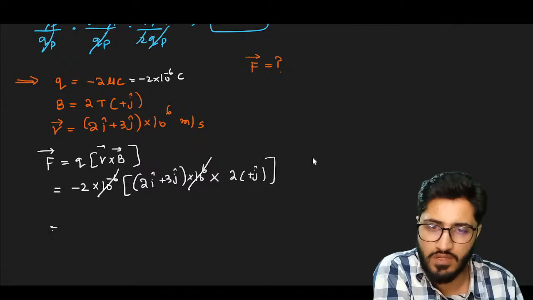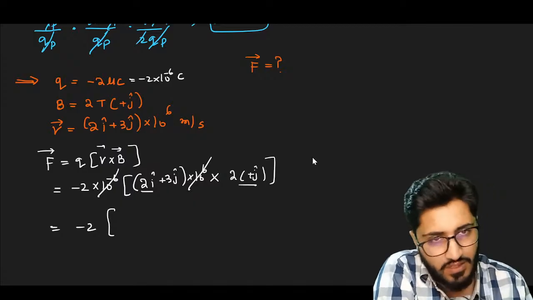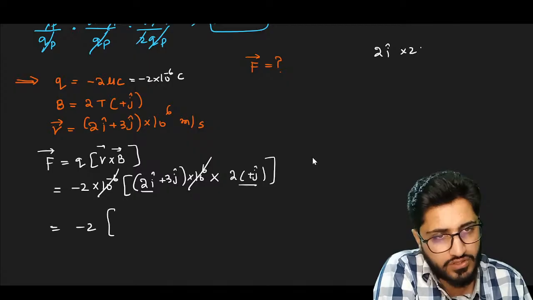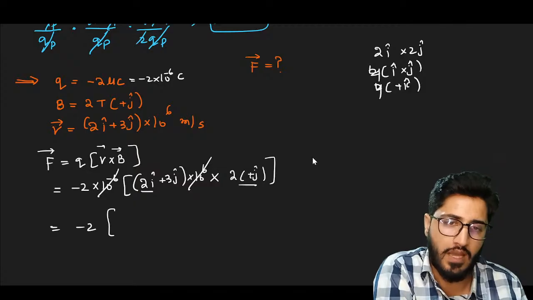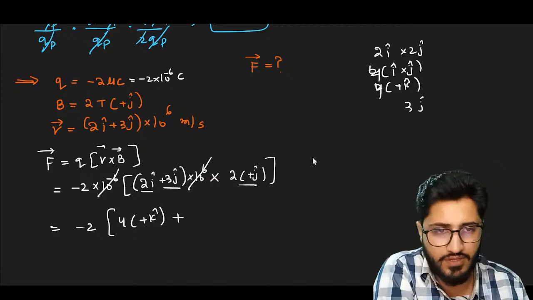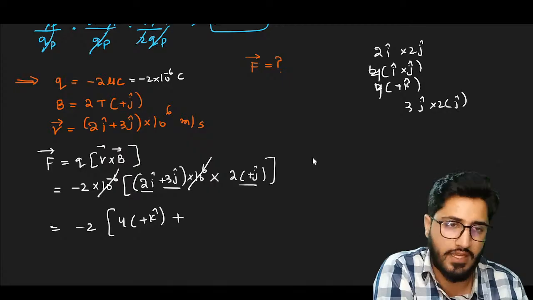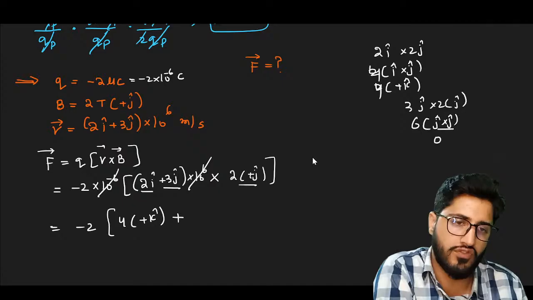Minus 2 outside. Look, 2 I cap cross 2 J cap. I can write 2 I cross J, and I cross J is plus K cap. So it is 2 times 2, that is 4K cap. Then plus 3J cap cross 2J cap, which is 3 times 2, 6 times J cross J, and J cross J is 0. I can write 0 here.